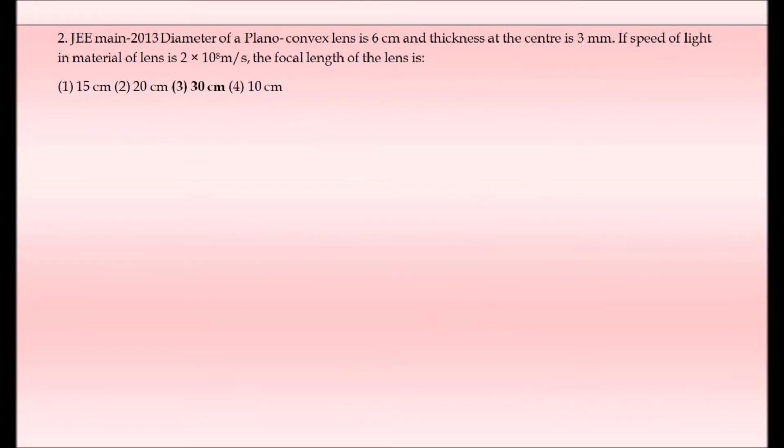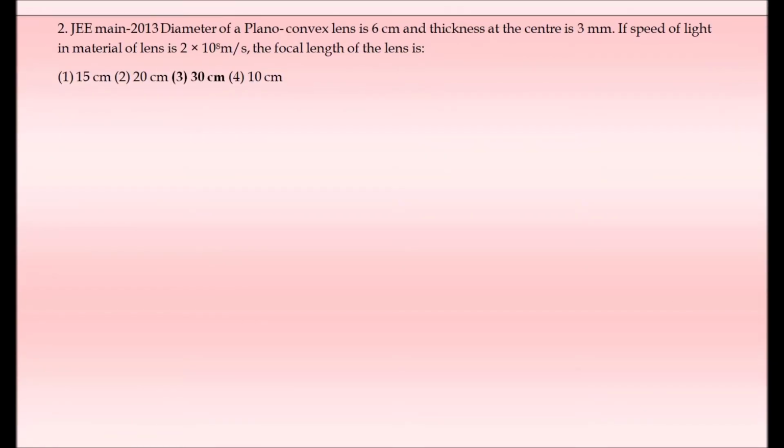This is also a very good problem. The diameter of a plano-convex lens is 6 cm and the thickness at the center is 3 mm. The speed of light in the material of the lens is 2 into 10 to the power 8 meter per second. The focal length of the lens is... You are given 4 options and you have to pick the correct one. Now first we will draw the figure pertaining to this problem.